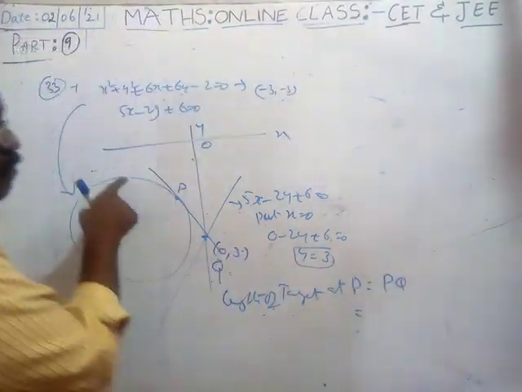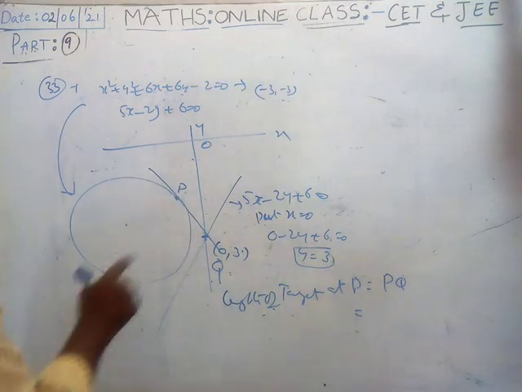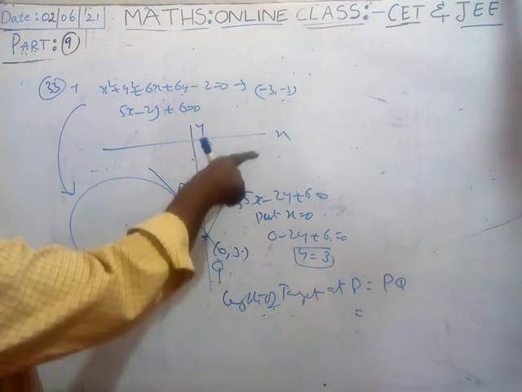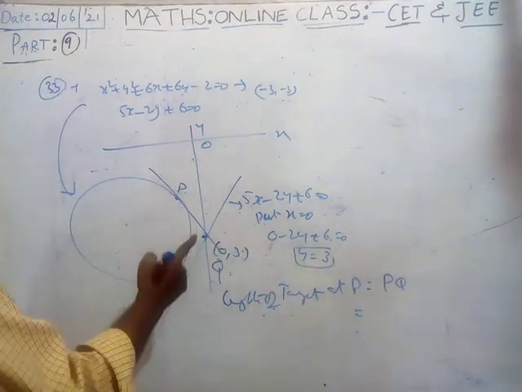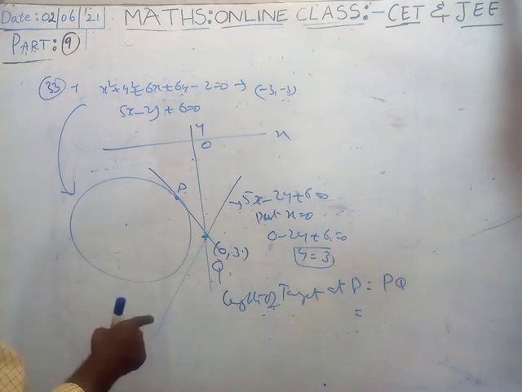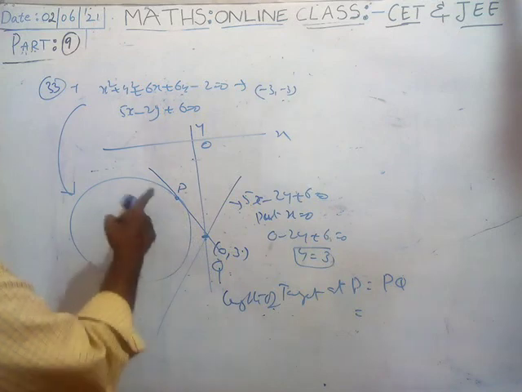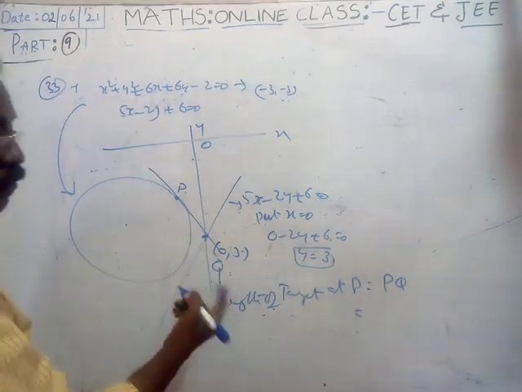Can you find the length of the tangent? We don't know the point P, but point Q is there. Point Q is derived from this line, which cuts the y-axis. Putting x as 0, we can get that point. But in a reverse way, from this point to Q, the length of tangent is QP or PQ.